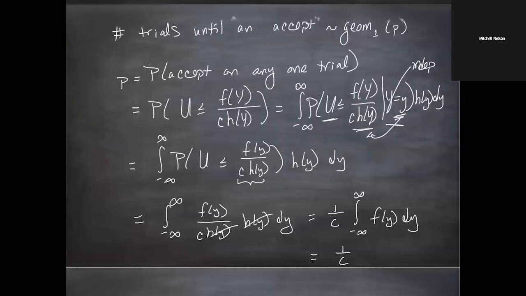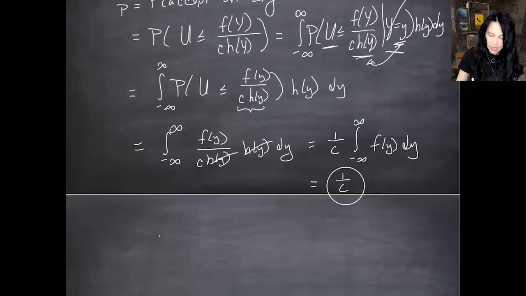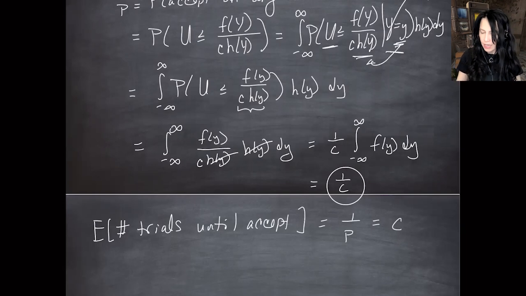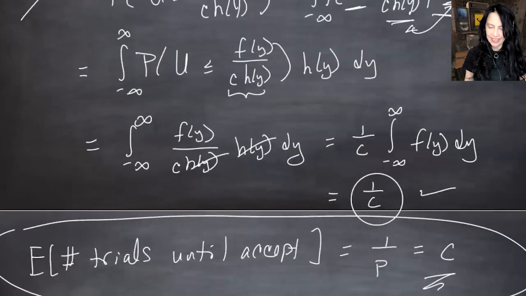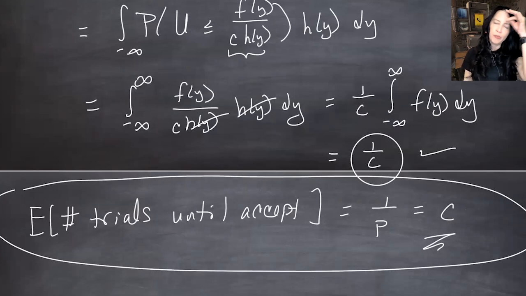So 1 over c is the probability of accepting on any one trial. And so the expected number of trials until the first acceptance is 1 over p for that geometric, which is c. And so you can see this is why you don't want to take c to be too large when you're just trying to eyeball an upper bound. Okay. So we proved it. We got a sense of the acceptance probability and how it relates to how badly you've bounded the function.